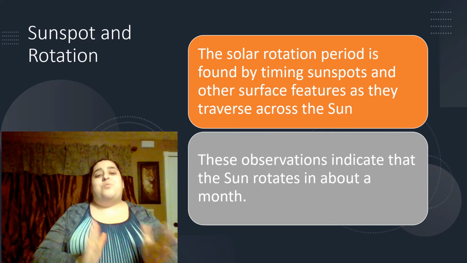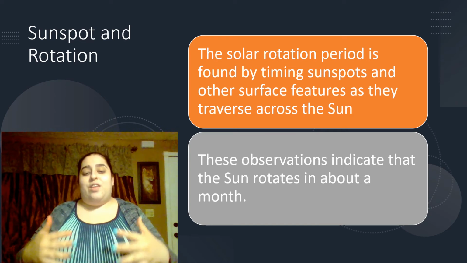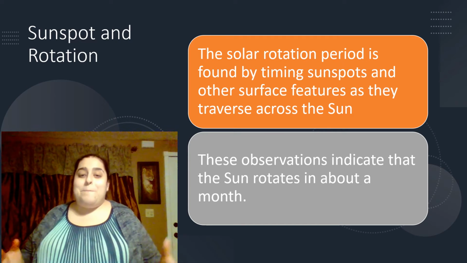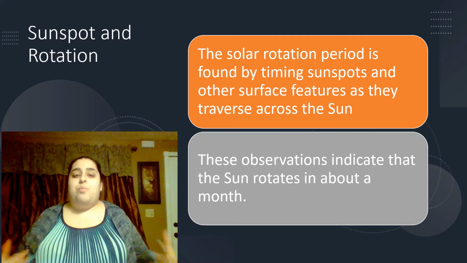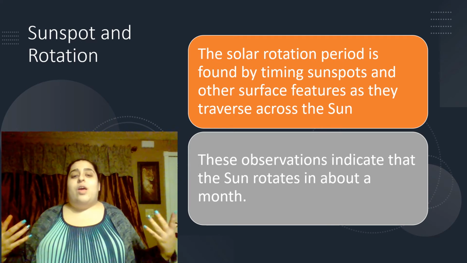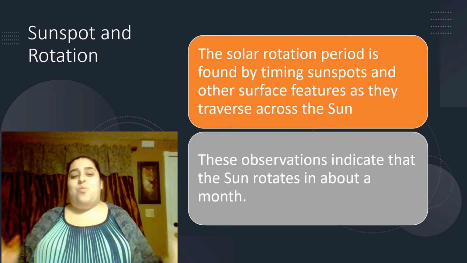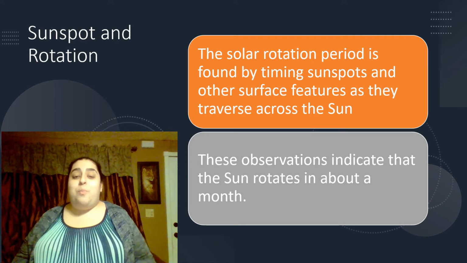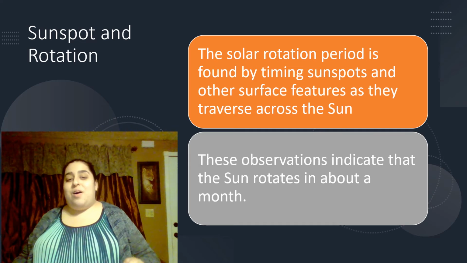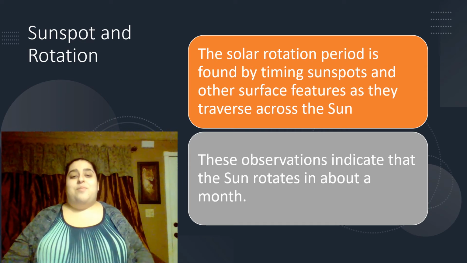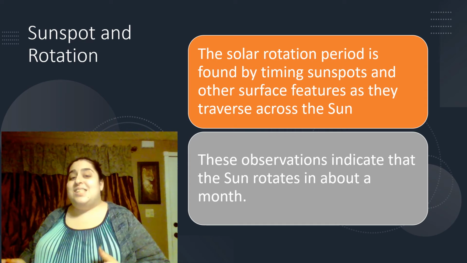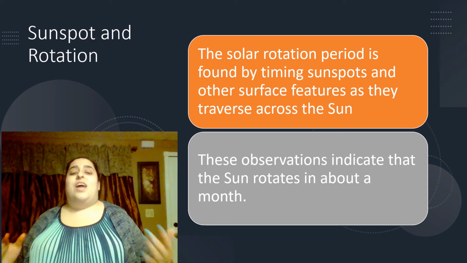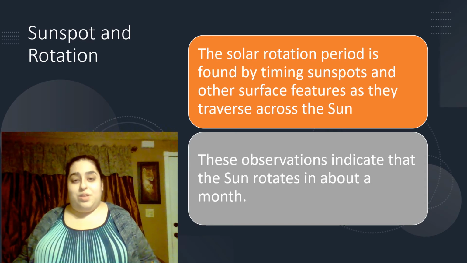So the sunspot and the rotation of the sun are linked together. Why? Because the sunspot actually helps us figure out how and when the sun rotates. Why? Because when we measure the sunspot one day and measure it the next day, you will tell that the sun has rotated, it has moved.